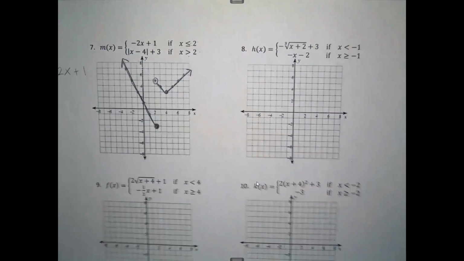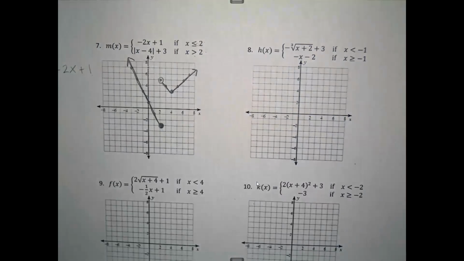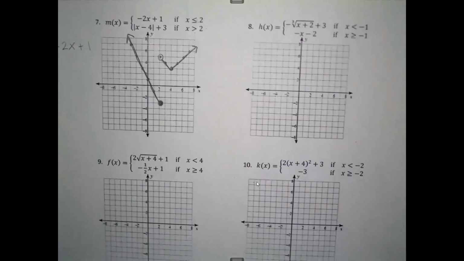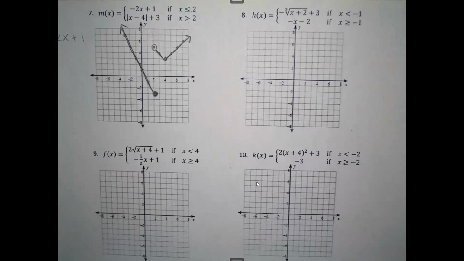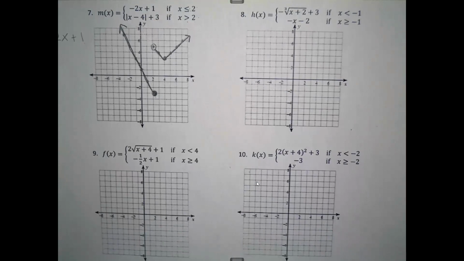I'm going to have you guys finish the worksheet today. In the next 40 minutes, you're going to do 3 more problems to get the worksheet turned in. Can we do that? I think we can do that.